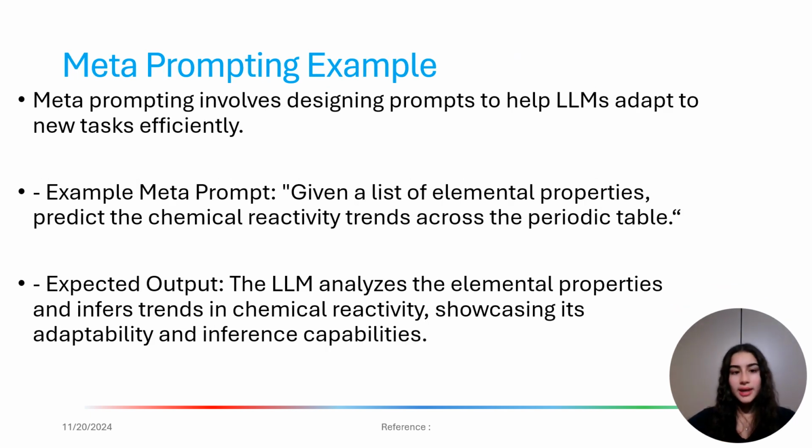Coming close to the end, now we have meta prompting, and it involves designing prompts to help large language models adapt to new tasks efficiently. For example, we give the meta prompt: given a list of elemental properties, predict the chemical reactivity trends across the periodic table. We would expect the output to be the large language model analyzing the elemental properties and inferring the trends in chemical reactivity, showcasing its adaptability as well as its inference capabilities.